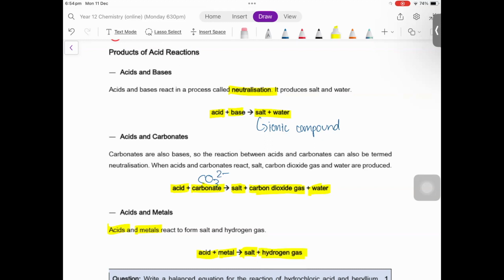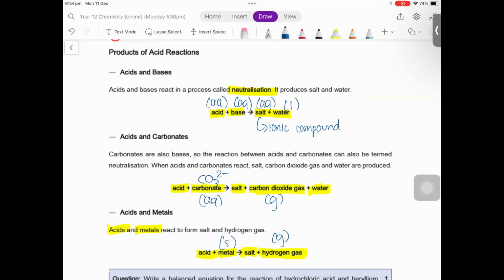Please put your states in your equations. Your acid and your base are always aqueous. So is your salt. Your salt is always aqueous. Your water is liquid. Your carbonate is aqueous. Your carbon dioxide is a gas. Your hydrogen gas is a gas. And your solid metal that you're reacting is going to be a solid.